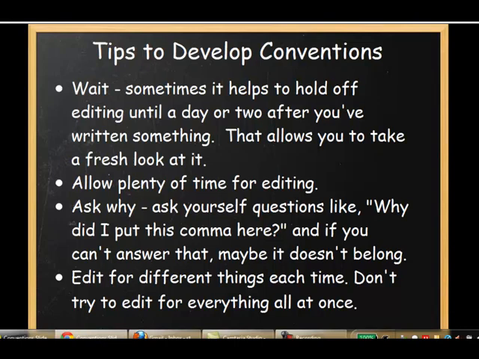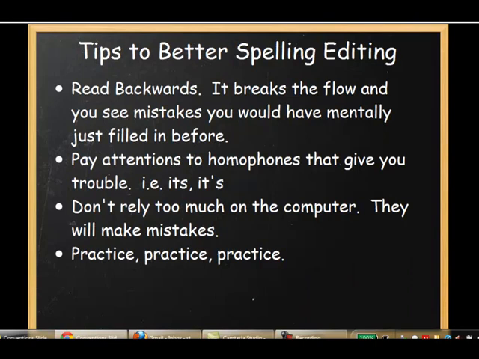Pick one or two things you're looking for and do a sweep through just for those, which requires you to go back and do more and more edits. However, it's the correct way to do that. Tips for better spelling editing.